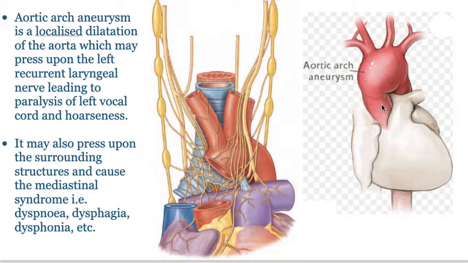So, what is an aortic arch aneurysm? It is nothing but a localized dilatation of the aorta which may press upon the left laryngeal nerve. This is the left laryngeal nerve. This is the ligamentum arteriosum. Pressure leads on to paralysis of the left vocal cord and hoarseness. It may also press upon the surrounding structures and cause mediastinal syndrome, that is dyspnea, dysphagia, and dysphonia.